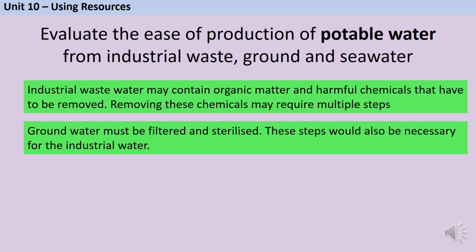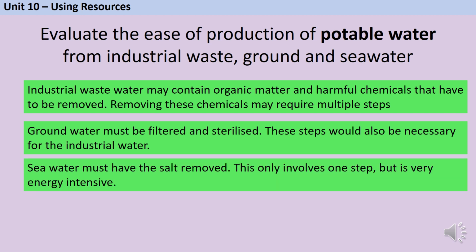For the groundwater, I need to filter it and sterilise it, but I would also need to do those steps with the industrial wastewater, so right now groundwater is definitely winning. For the seawater, I need to remove the salt. That's only one step, and I wouldn't really need to sterilise it afterwards because the process of reverse osmosis or the process of distillation would also remove the bacteria. But both of those are very energy intensive and therefore very expensive.